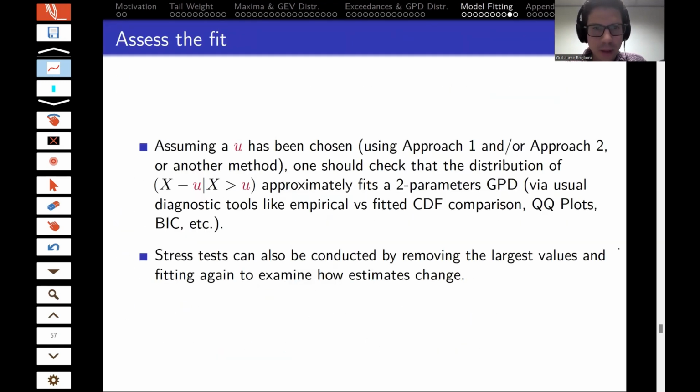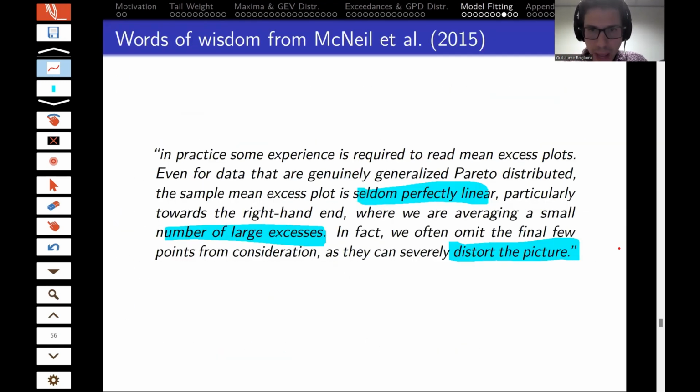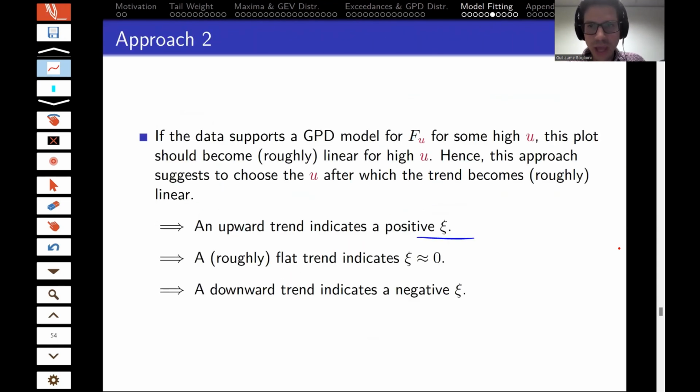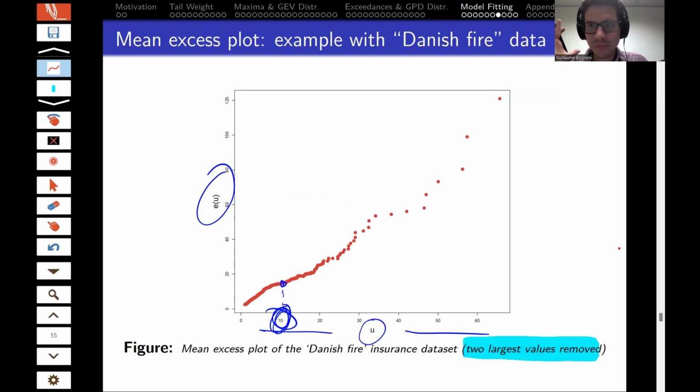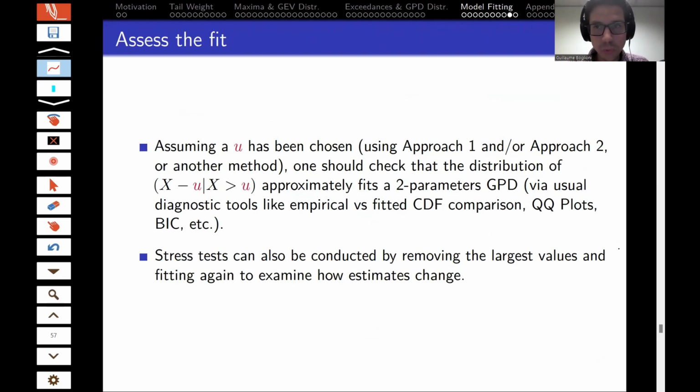Okay, 2 more slides. As we said, those are rules of thumb to help us choose U, but they cannot just be followed blindly and then the work is done, we go home. Once you've picked a U, you probably need to assess that the fit is actually decent. I think you know how to do this. You use diagnostics, like you would check that the fitted CDF, the CDF of the generalized Pareto you fitted via maximum likelihood, looks similar to the empirical CDF. We've done this in R in previous lectures. You plot the two on the same plot and you see if there are lots of discrepancies.